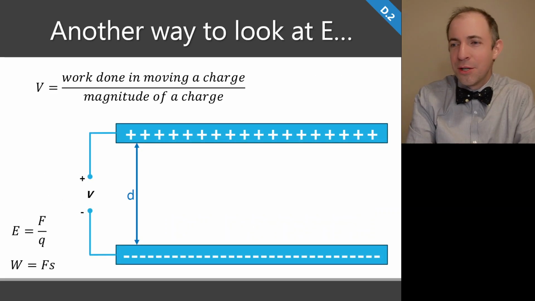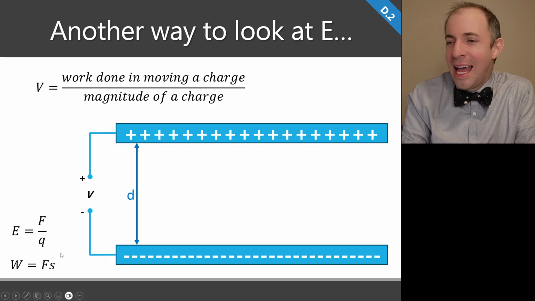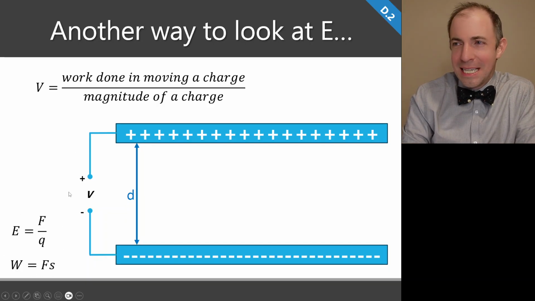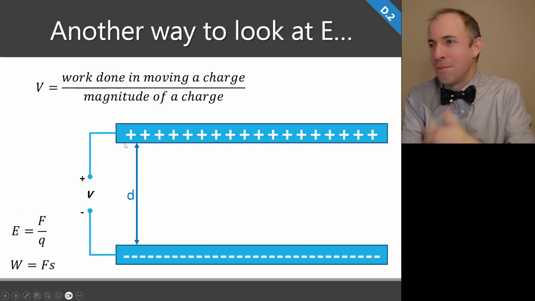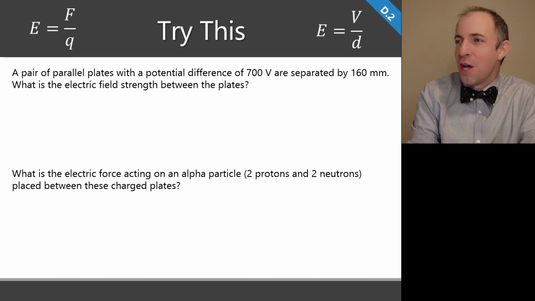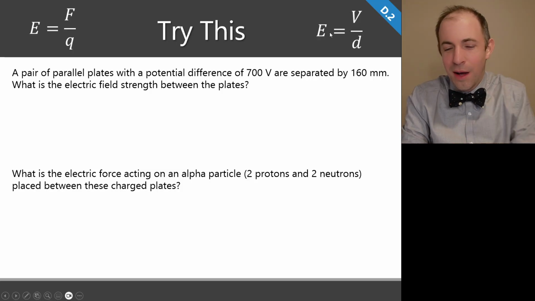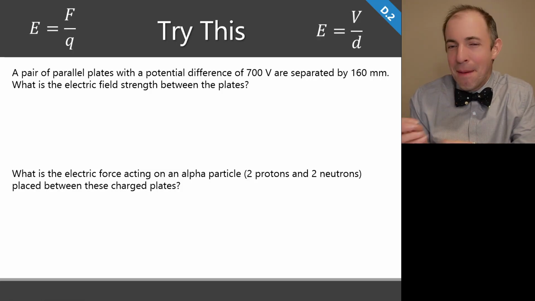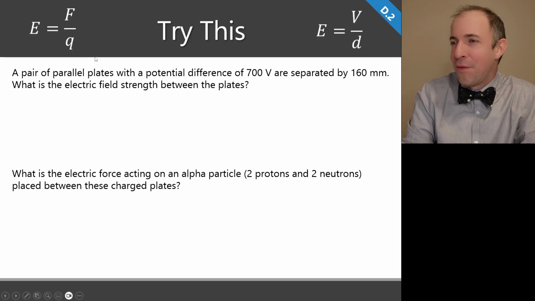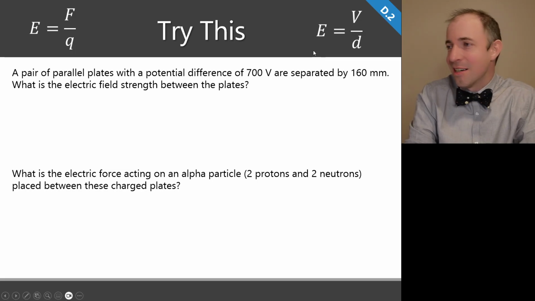There is another equation that can help us calculate the electric field strength, and it has to do with some other things that we'll see later on. The work done moving a charge, magnitude of a charge, is our voltage. So we can use this other value that sometimes we'll see later on. It might not make as much sense now, but if we have a pair of parallel plates with a potential difference of 700 volts, V is voltage. That's going to go in for my V here.